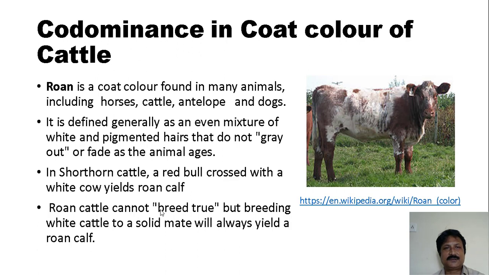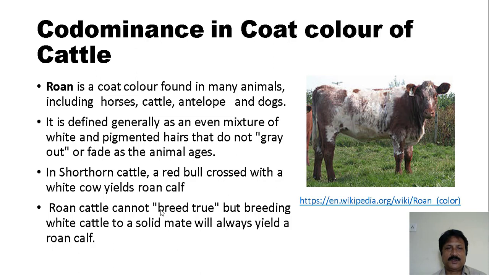Another good example of codominance is the coat color of cattle. You must have heard of this word, roan coat color. This roan coat color is found in many animals, including horses, cattle, antelopes, and dogs. Roan coat color is an even mixture of white and pigmented hairs. These pigments can be black, red, or whatever color it is. And these pigmented hairs do not gray out or fade with the aging of the animal.